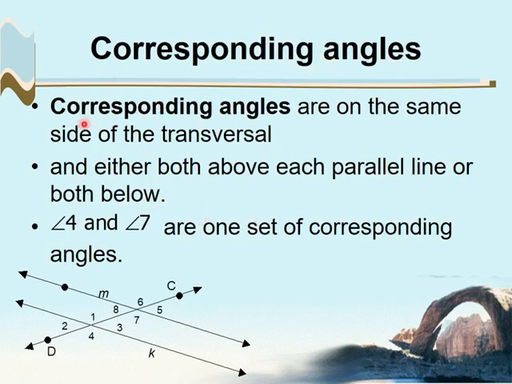Corresponding angles. Corresponding angles are on the same side of the transversal and either both above each parallel line or both below. In this case, angle 4 and angle 7 are corresponding angles. Similarly, angle 3 and angle 5 are also corresponding angles. In this direction, angle 6 and angle 1 are corresponding, and angle 8 and angle 2 are corresponding angles. What is the condition for corresponding angles? Both lie on the same side of the transversal.